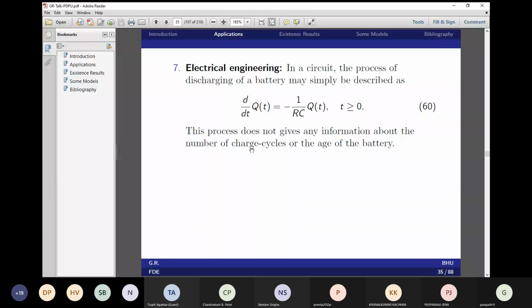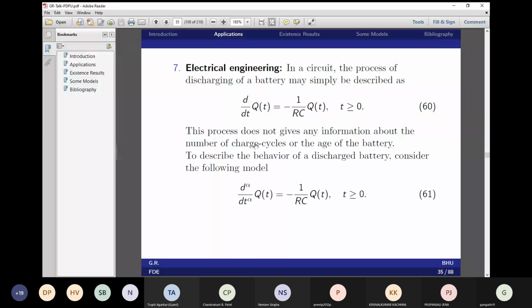So what can we do? If we replace the integer order derivative with the fractional order derivative, then we can handle this problem. To describe the behavior of the discharging battery, the fractional derivative will be applicable. So this is another application of fractional calculus in electrical engineering.